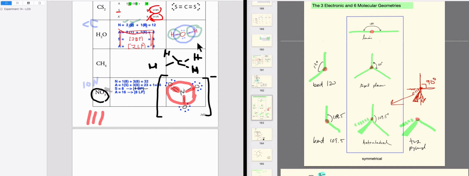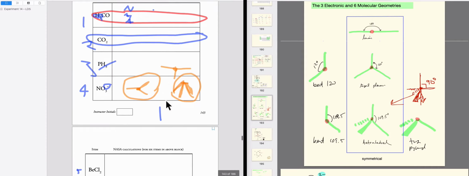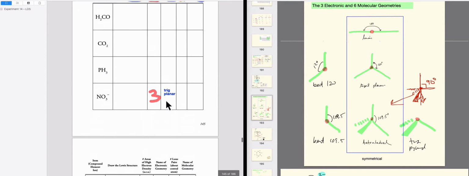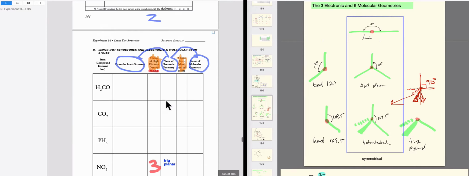How many single bonds do you see? 2. How many double bonds? None. How many triple bonds? None. How many lone pairs? 2. So that's a total of what? 4 for water. If we were doing water, we didn't, did we? Nope. If we were doing water, this answer would be 4.